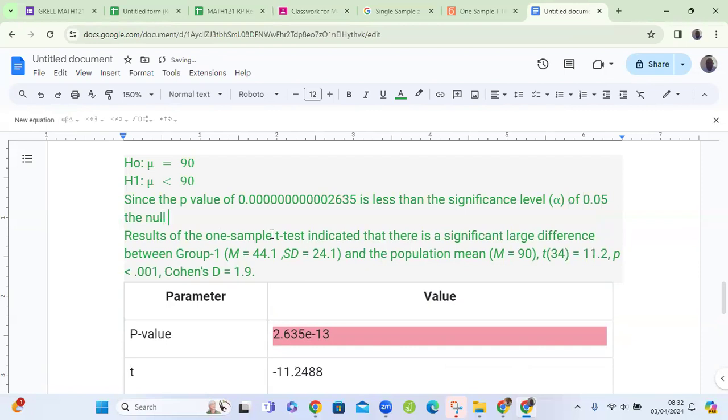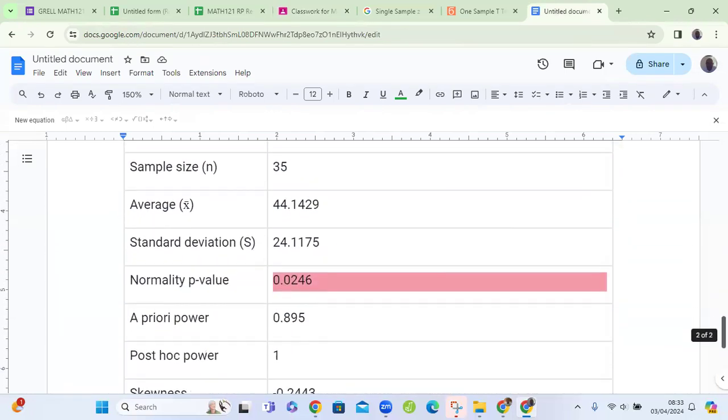The null hypothesis is rejected. So this hypothesis there is rejected. The mean is not equal to 90. It is actually significantly less than 90. And this, you can leave that in APA format. And here are the statistics.